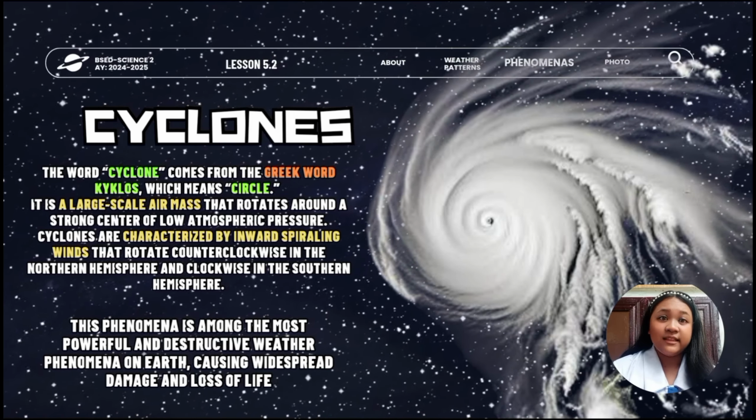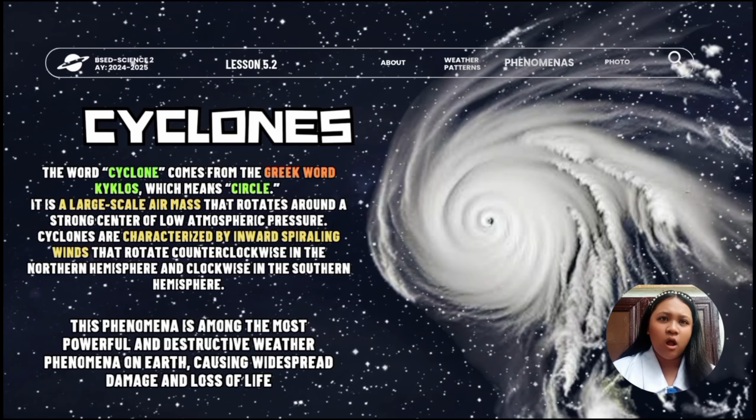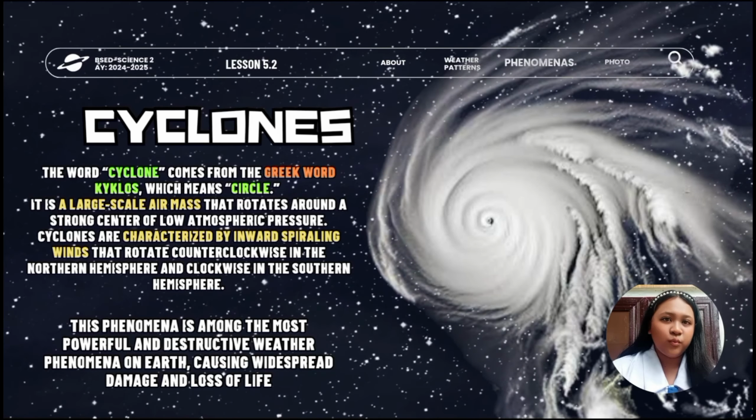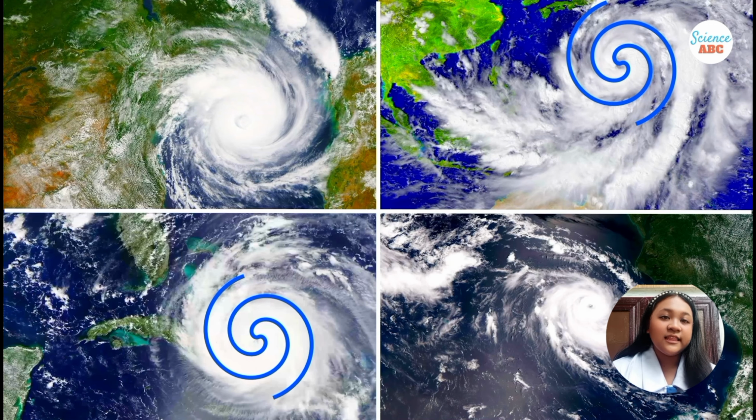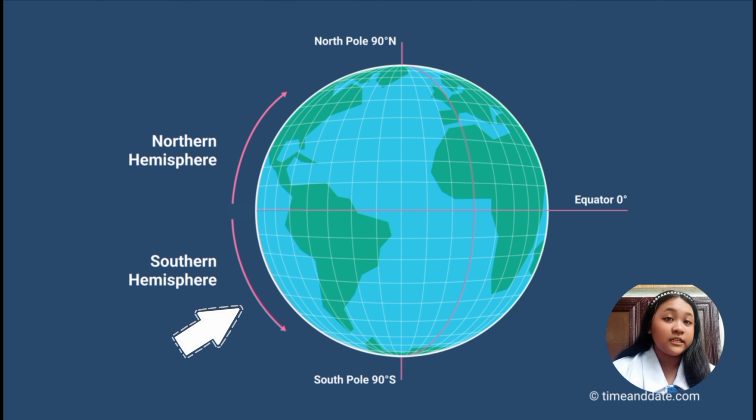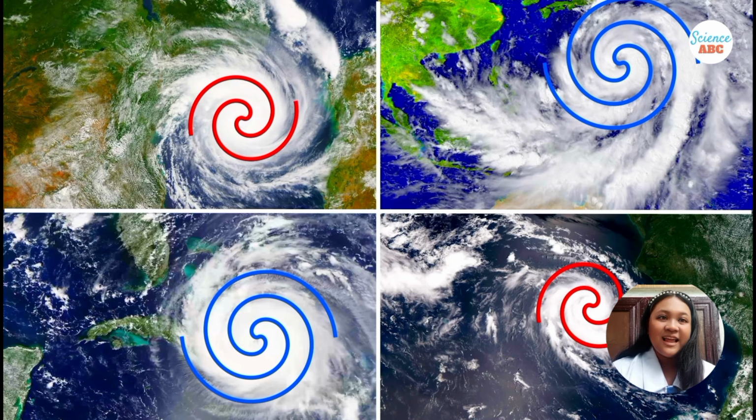Cyclones are large-scale air masses rotating around a strong low-pressure center, with winds spiraling inward. In the northern hemisphere, they spin counterclockwise, and in the southern hemisphere, they spin clockwise. Can anyone guess what conditions cyclones need to form? Let's break it down.